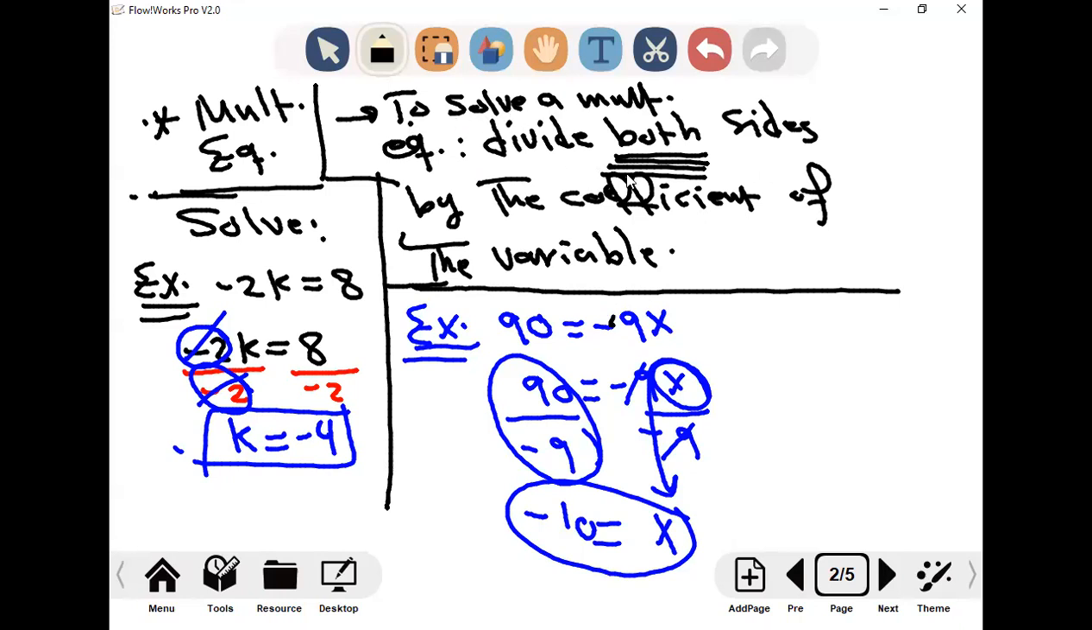Divide both sides by the coefficient of the variable. I divide both sides by the coefficient. Got it? Yes. Did you understand now? Yes. Good. Better.